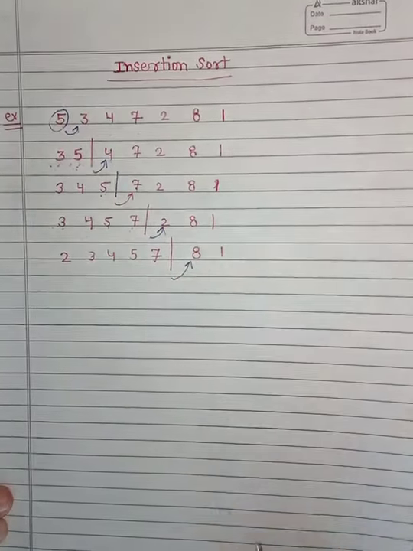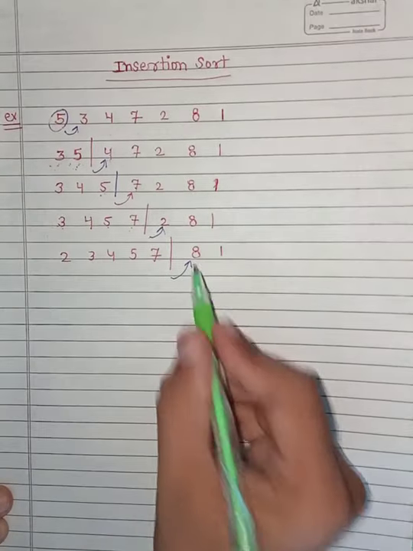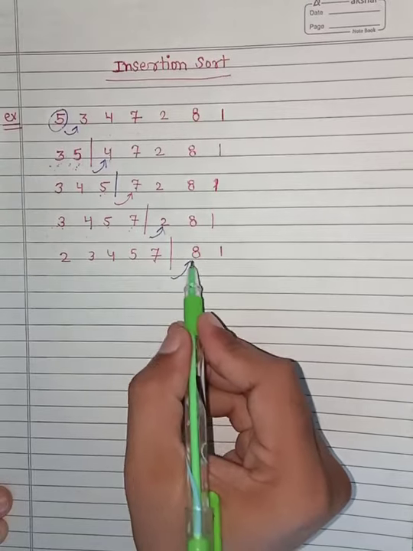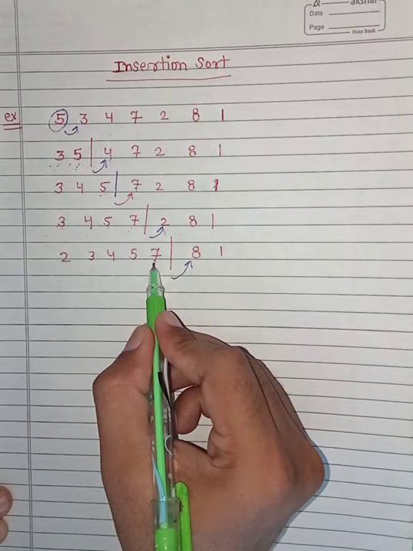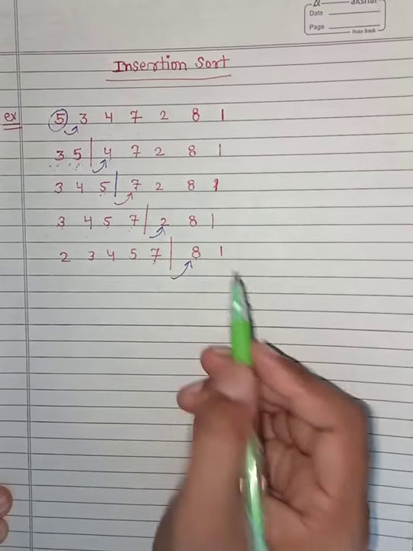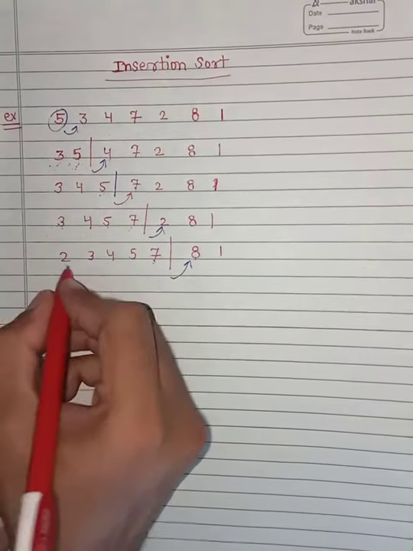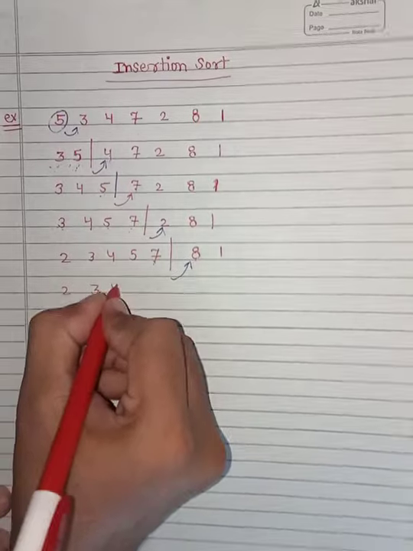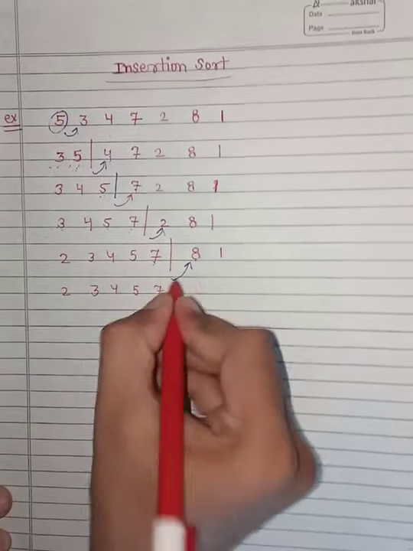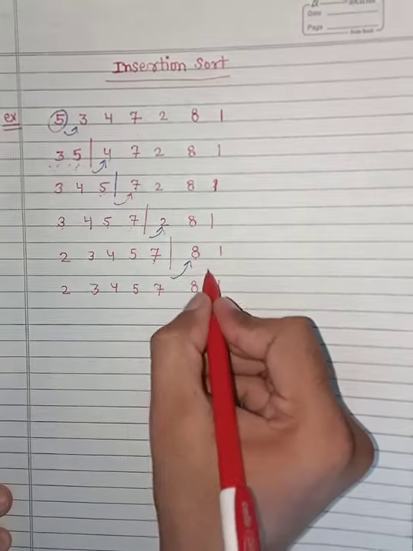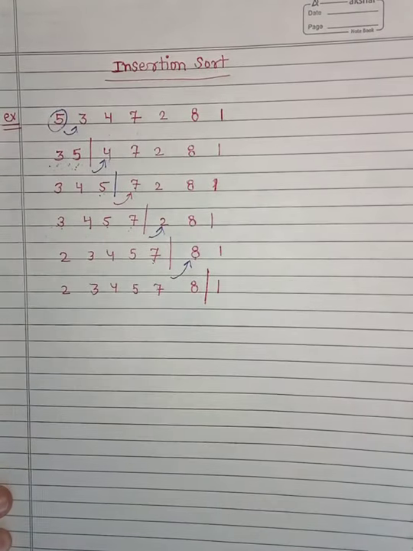Now the pointer is at value 8, and let's compare with its left element. 8 is greater than 7. Yes, so it is at its correct position. Next move will be, so till now the array is sorted.